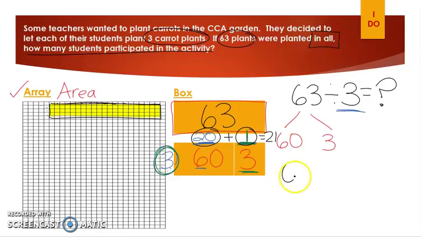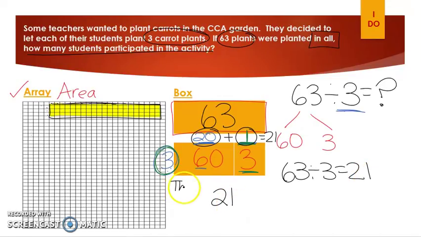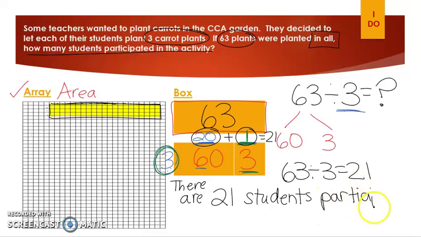What is 63 divided by 3? It is 21. There are 21 students. Is that confusing? You can definitely watch this again.